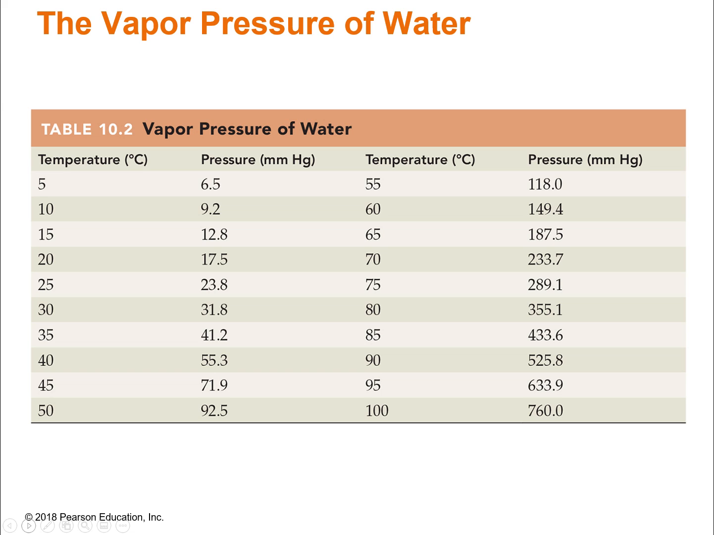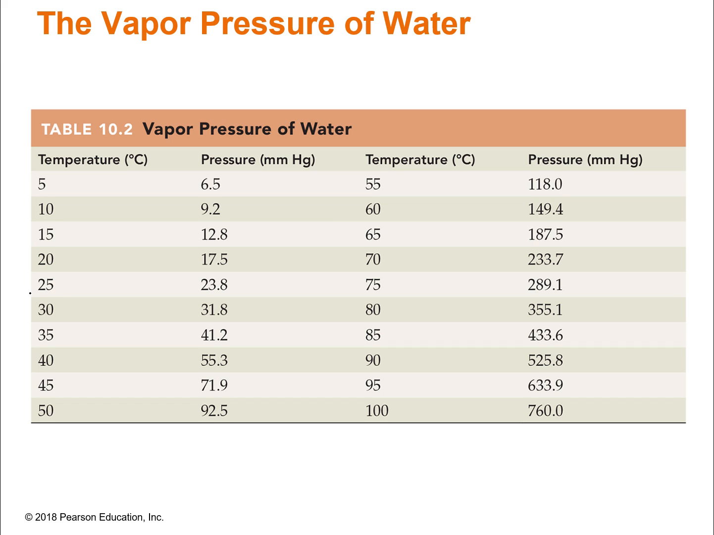That's using this table. This table you do not need to memorize. It will be provided for you. If it's not the whole table, I'll at least give you the little snippet of information that you need to solve the problem. All this table contains is at each given temperature, starting at 5 degrees Celsius, going all the way up to 100 degrees Celsius, it tells you what the vapor pressure of water is in millimeters of mercury.